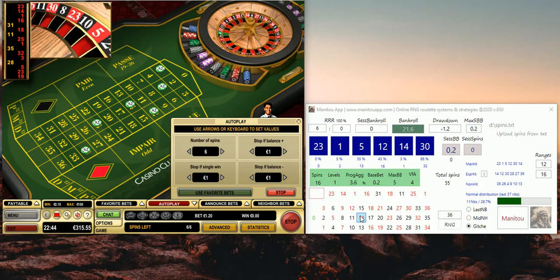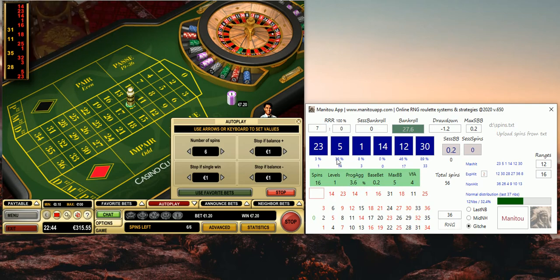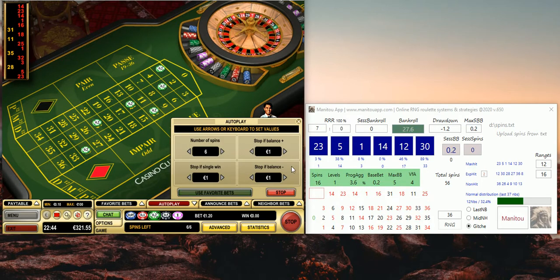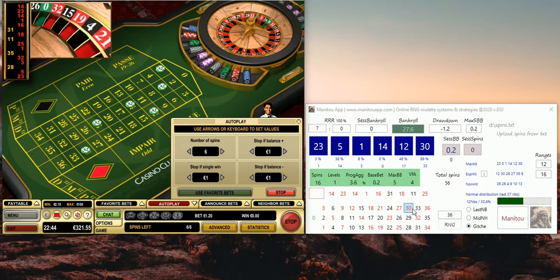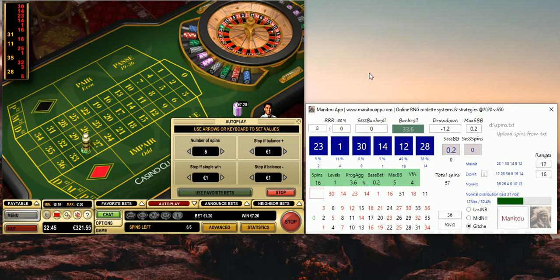So far, yes, it was a pretty nice quick win. It seems the numbers are still the same. If I check, 1, 5, 12, 14, 23 and 30, so let's keep the same numbers. Okay, it was a good decision. It looks pretty good this session. Hopefully we'll stay this way.